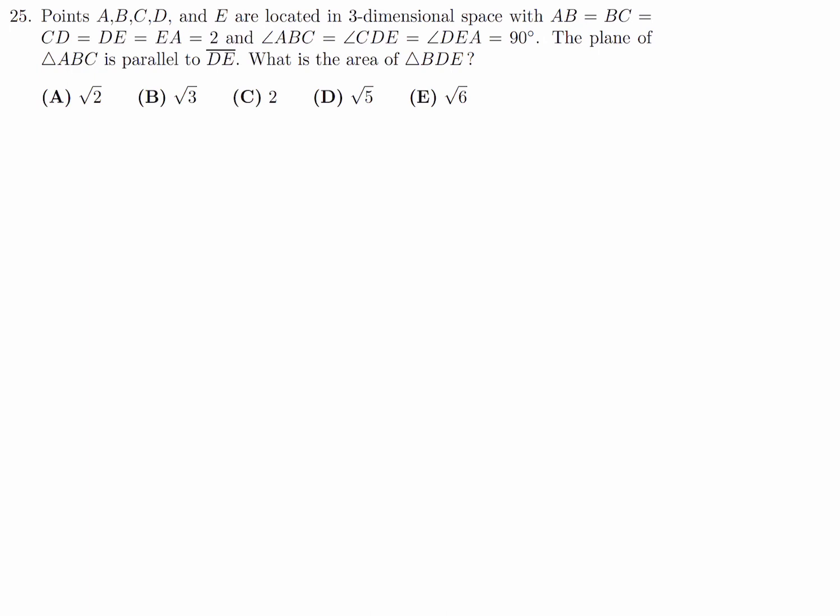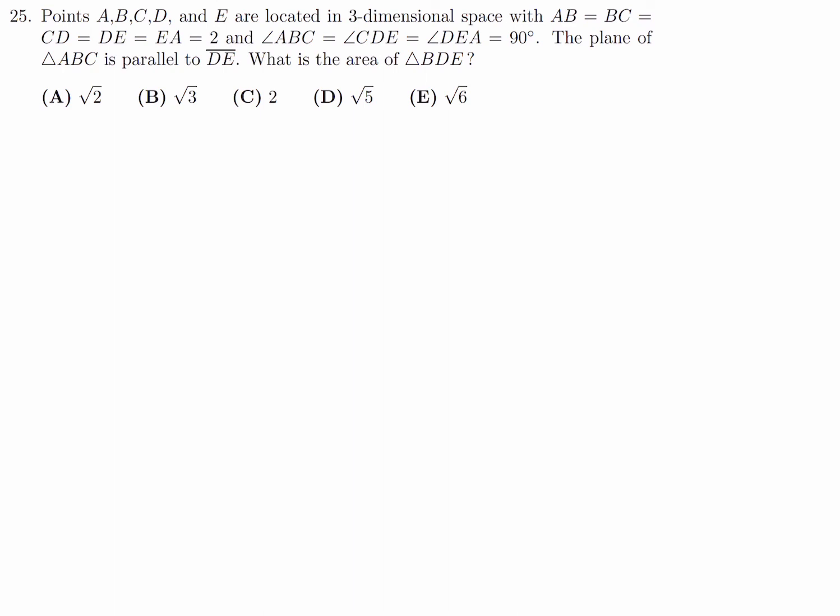Points A, B, C, D, and E are located in three-dimensional space with AB equal to BC equal to CD equal to DE equal to EA equal to 2. Angles ABC, CDE, and DEA are equal to 90 degrees. The plane of ABC is parallel to DE. What is the area of triangle BDE?